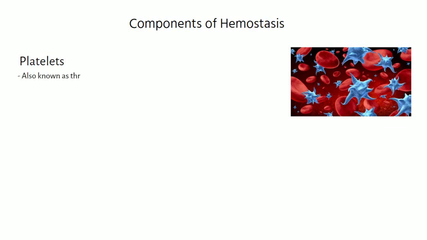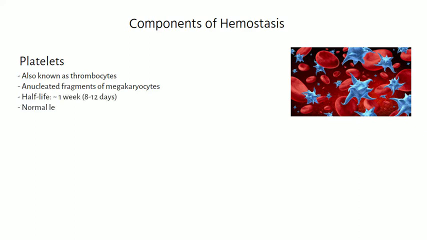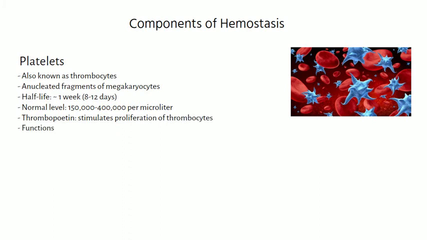Platelets are also known as thrombocytes. Platelets are anucleated fragments of megakaryocytes and have a half-life of 8 to 12 days, or about 1 week. The normal level of platelets in the blood is 150 to 400,000 platelets per microliter. Thrombopoietin, released by the kidneys and liver, stimulates proliferation of thrombocytes.